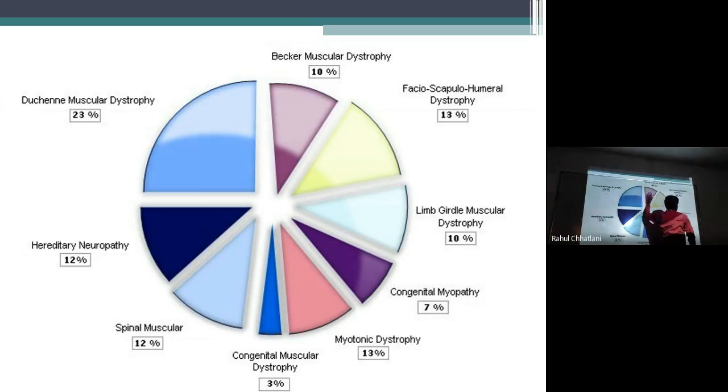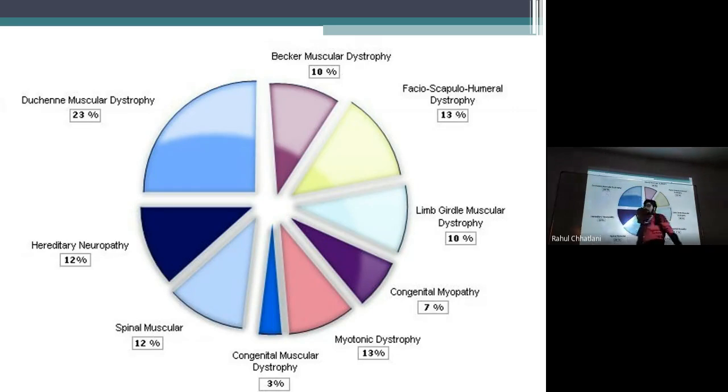The next major one is Becker's muscular dystrophy, facioscapulohumeral dystrophy, limb girdle muscular dystrophy, congenital myopathy, myotonic dystrophy, congenital muscular dystrophy, spinal muscular dystrophy, and hereditary neuropathy. Remember the names which I am telling you.